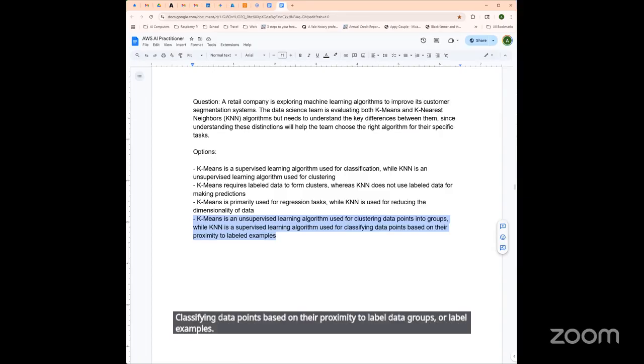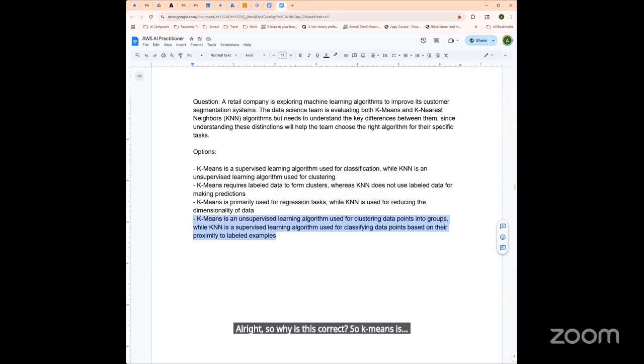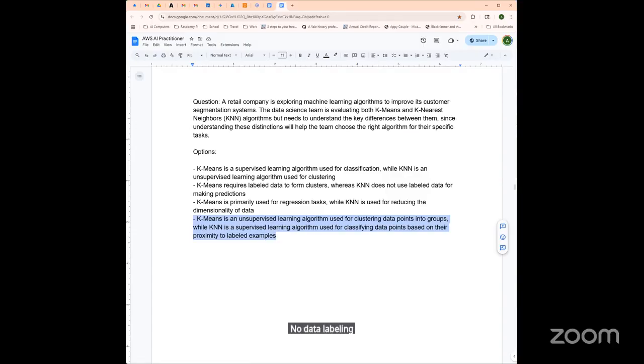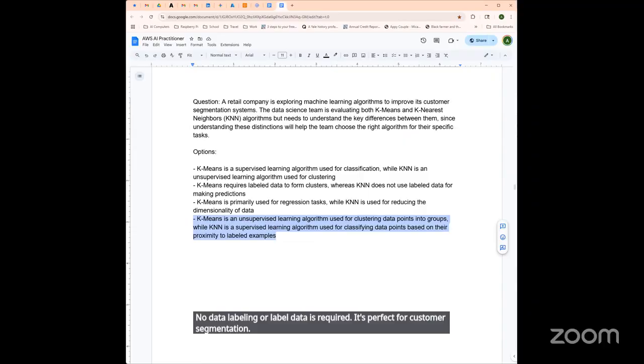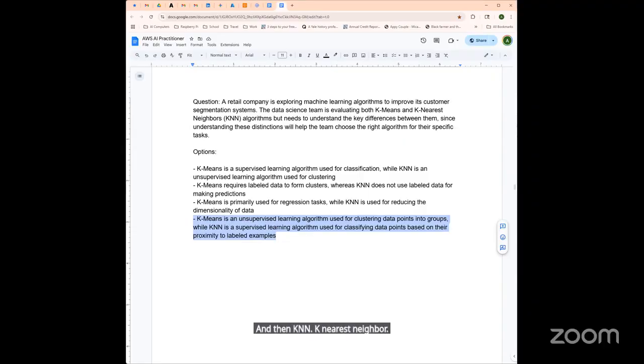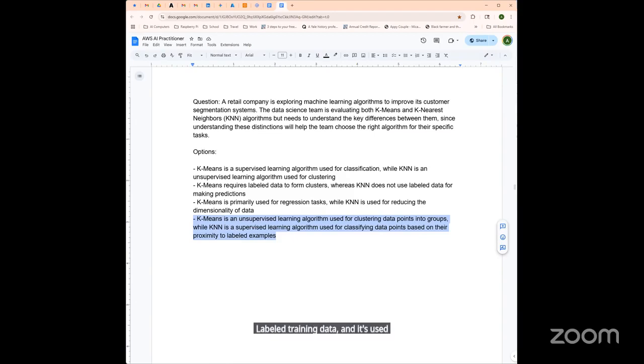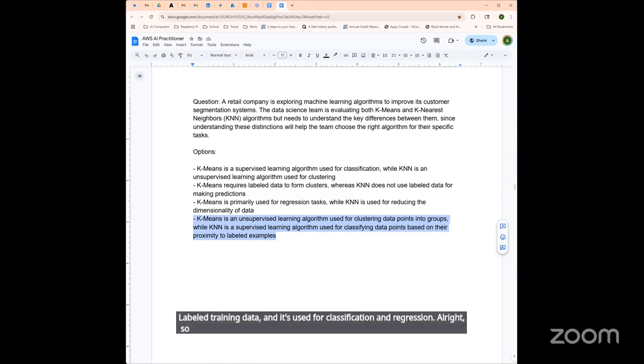All right, so why is this correct? K-means is unsupervised learning and clusters data points into distinct groups. It minimizes the variance within each of the clusters. No labeled data is required. It's perfect for customer segmentation. And then KNN, K nearest neighbor, is supervised learning. It classifies new data points based on proximity to the K nearest neighbors. It requires labeled training data, and it's used for classification and regression. So why are the other ones incorrect?